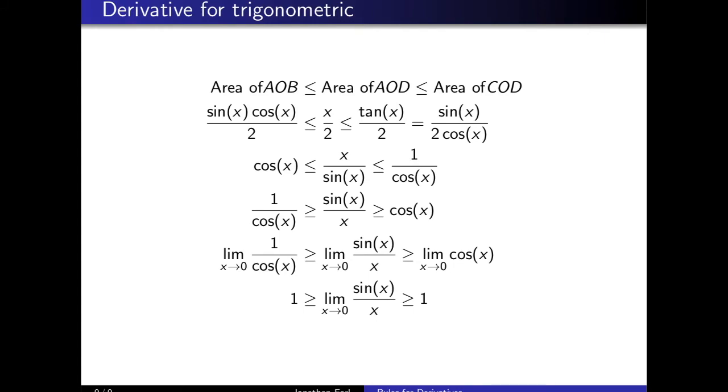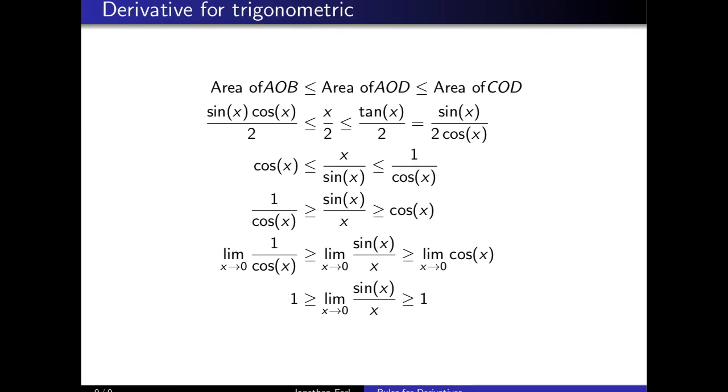And now what we're going to do is we want to take a limit. So let's take the limit of each of the 3 parts in our inequality as x goes to 0. And now what you might be thinking is that this sets up really, really nicely for a squeeze theorem. And that's exactly what we're going to do here. Because the limit of cosine of x as x goes to 0 is 1. The limit of 1 over cosine of x as x goes to 0 is also 1. So from our squeeze theorem, it tells us that the limit as x goes to 0 of sine of x over x is 1.